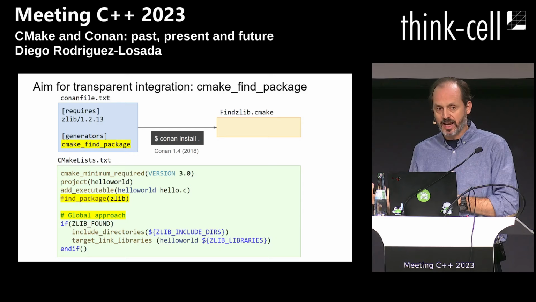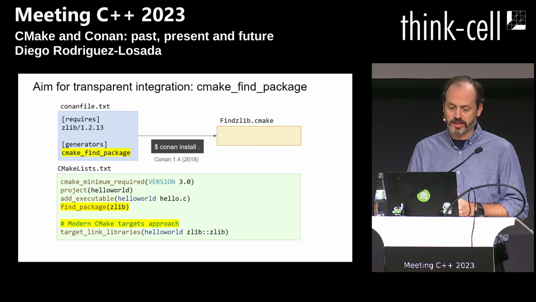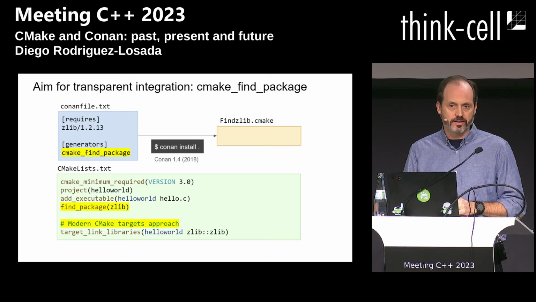And still, we had the two approaches. We still allowed the global variables, and as targets were already there, we also enabled targets as a result of find package. And then we could start linking something that was closer to the fully transparent thing, which was setlib, colon, colon, setlib. So this started to look very nice.